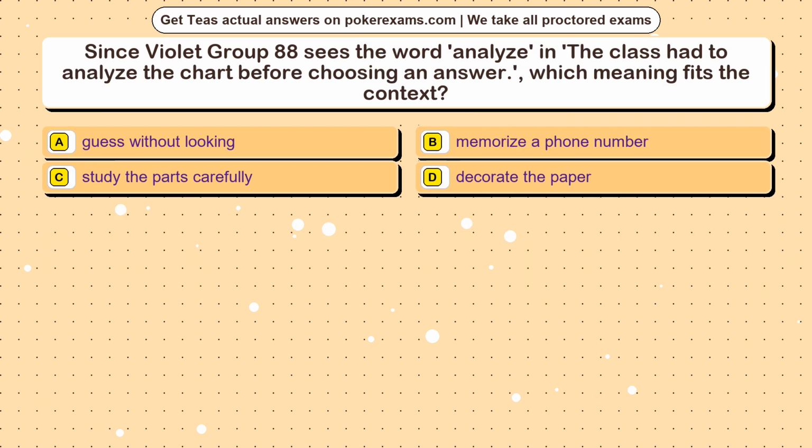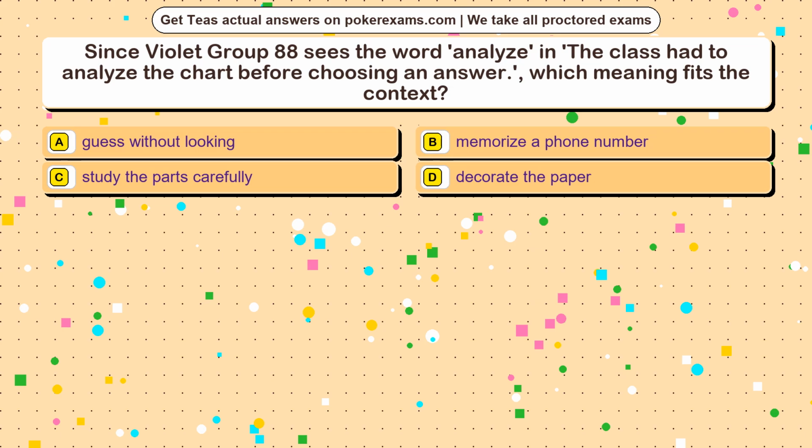Question 6. Since Violet Group 88 sees the word analyze in the class had to analyze the chart before choosing an answer, which meaning fits the context? Option A. Guess without looking. Option B. Memorize a phone number. Option C. Study the parts carefully. Option D. Decorate the paper.